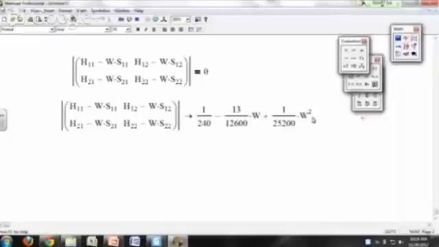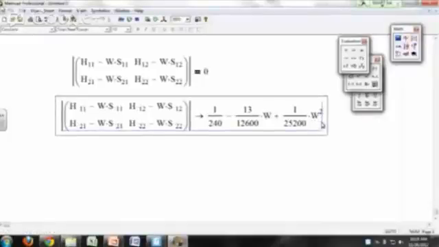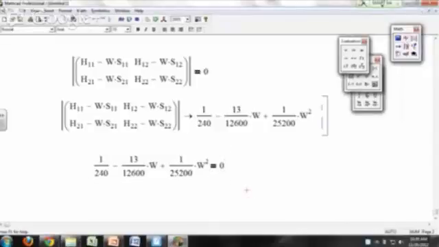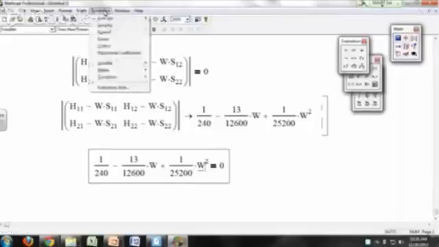So what I'm going to say then is, copy that determinant. The value of the determinant is 1 over 240 minus 13 over 12,600 times W plus 1 over 25,200 times W squared. This determinant is equal to 0. So you can see there's two possible values of W that will make this secular determinant equal to 0. So I just solve for W.